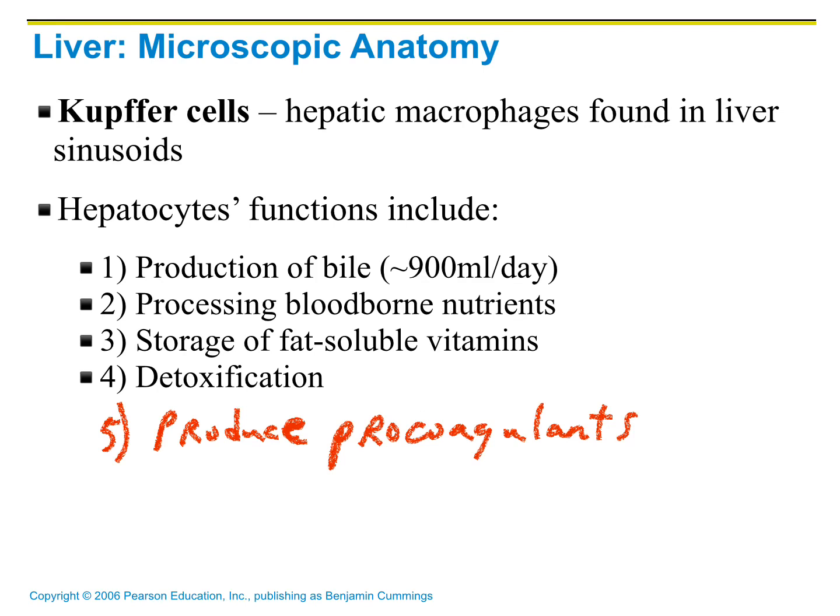They're going to process bloodborne nutrients. We have the hepatic portal vein that's going to shuttle things from the small intestines directly to the liver for processing. We're going to store fat-soluble vitamins here. And this is also important for detoxification, and most people know that, right? So there's something in the liver called the microsomal ethanol oxidizing system, and that's going to break down alcohol and drugs and toxins and things like that. And then the fifth thing is the production of procoagulants, right? Some of the clotting factors that we talked about before in a different chapter. So that's the one I added down there, number 5.